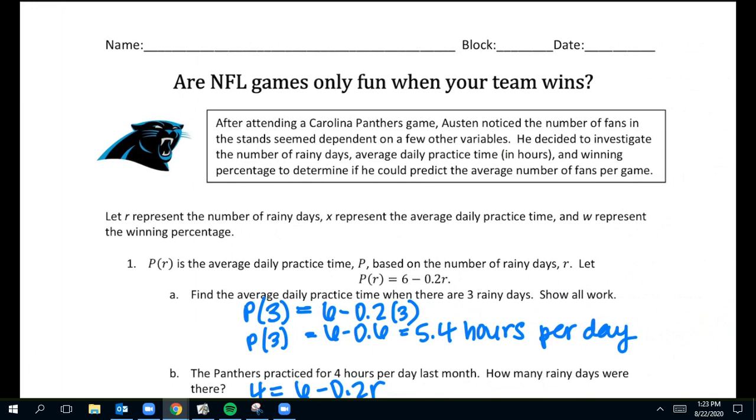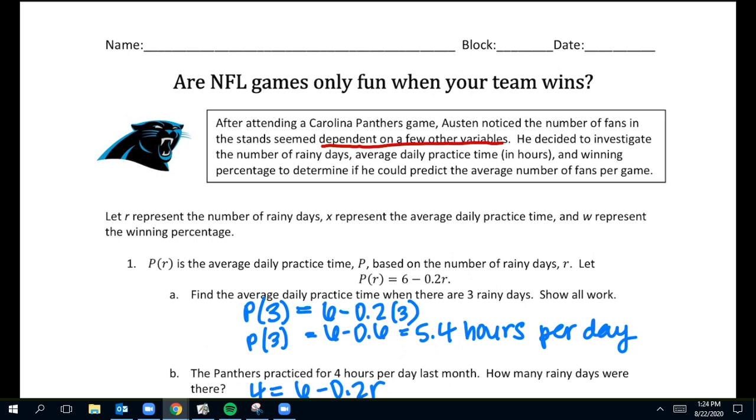Okay, so what we're going to do when we go over it here is I have the answers written down, and so we are going to go through them, and then I'm just going to talk about a couple of things each time. So first, we have after attending a Carolina Panthers game, Austin noticed the number of fans in the stands seemed dependent on a few other variables, and so that's key. That the number of fans in the stands is going to be our ultimate output here. And so we decided to investigate.